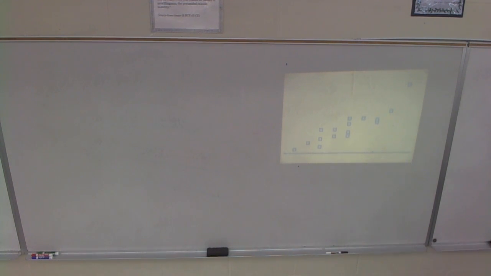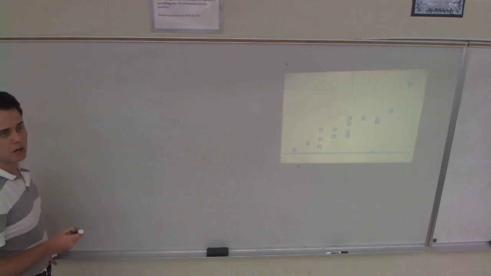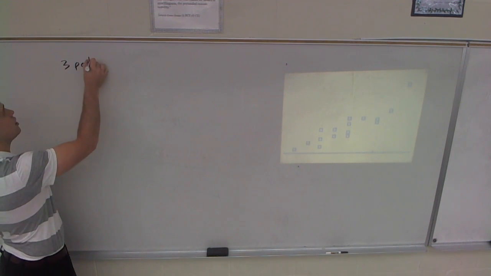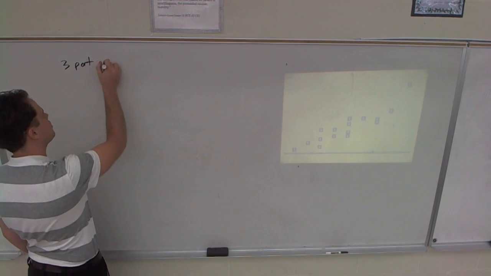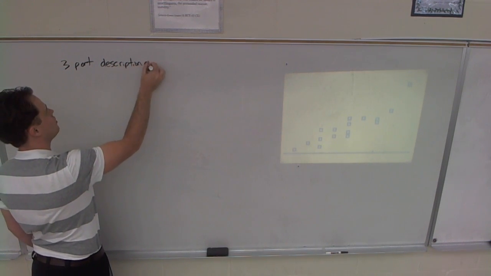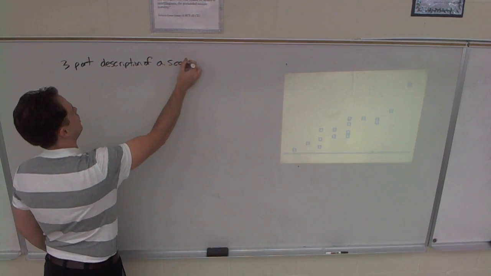So the first thing that any good AP statistics student knows is how to describe a scatter plot. If you have one adjective describing it, that's worth nothing on the AP exam. If you have two adjectives describing it, that's worth nothing on the AP exam. All scatter plot descriptions should be 3 parts. So, I'd write this on your handout, 3-part description of a scatter plot.